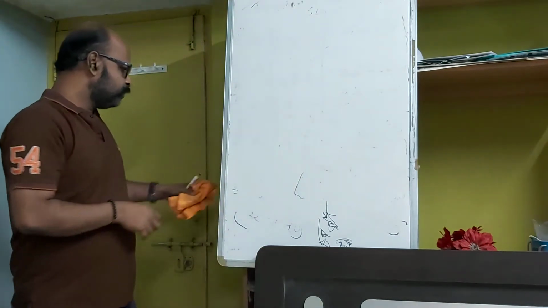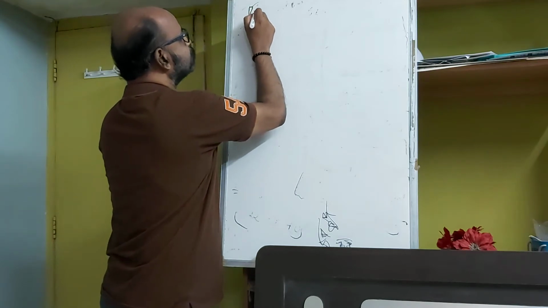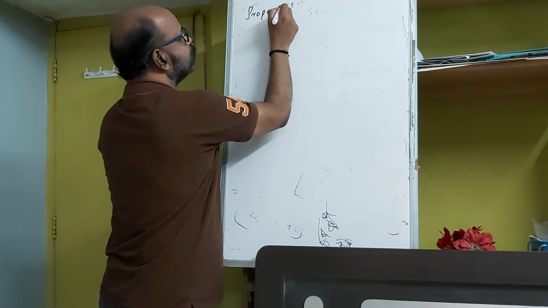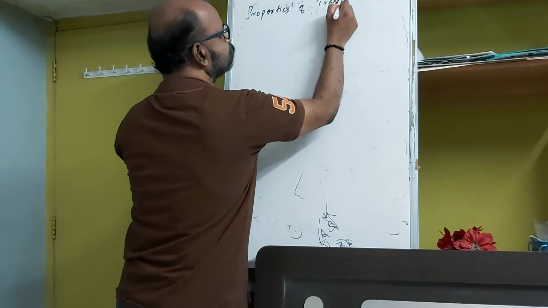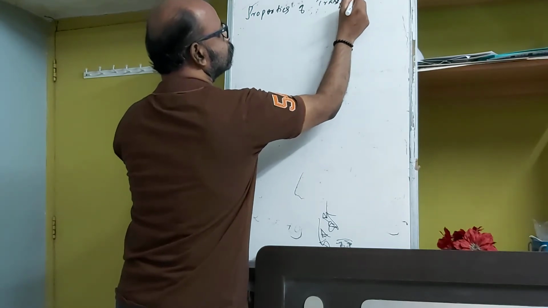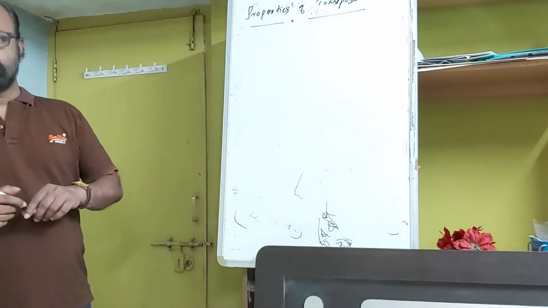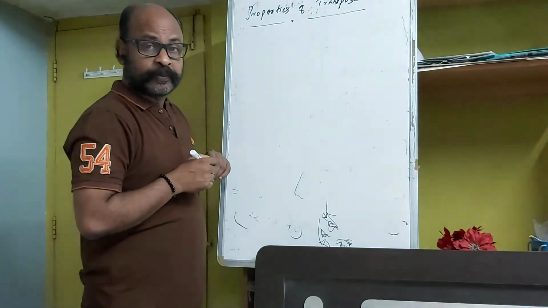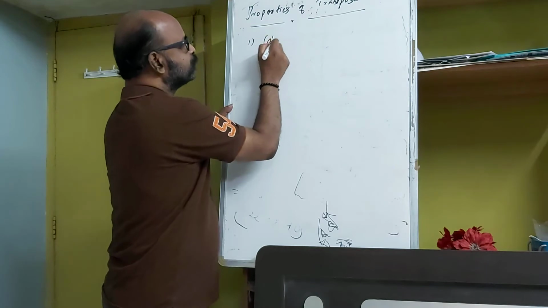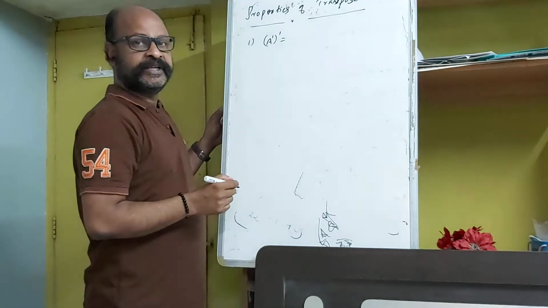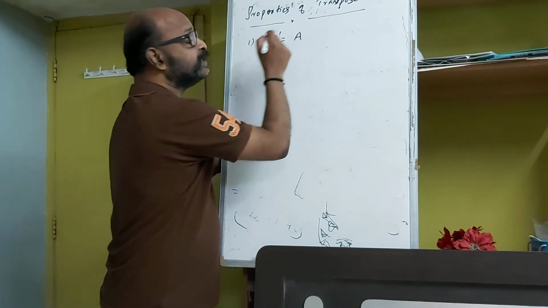Now we have to discuss the important concept, the properties. Properties of transpose. Among the properties, the first one is the transpose of a transpose. The meaning is that the transpose of A transpose, the whole transpose, is equal to A itself.